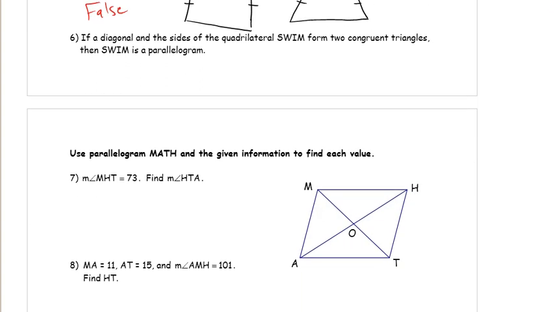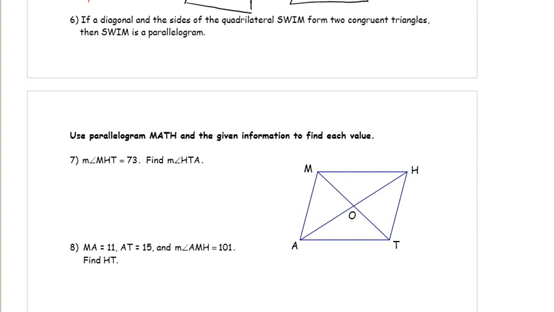Last one, if a diagonal and the sides of the quadrilateral SWIM form two congruent triangles, then SWIM is a parallelogram. Well, think about everything you know about congruent triangles. You know, again, this used angle side angle. We would know that this is congruent.